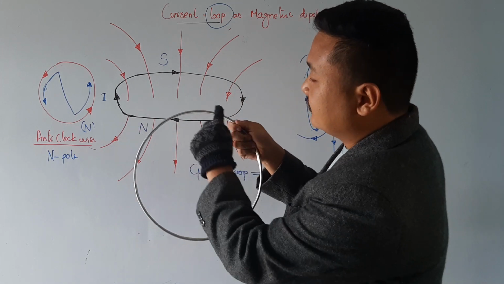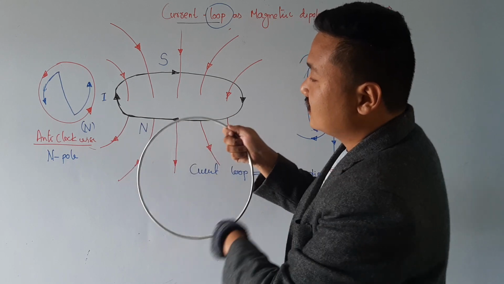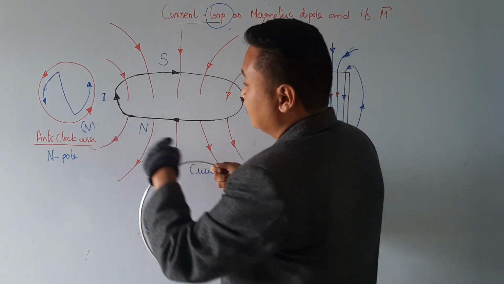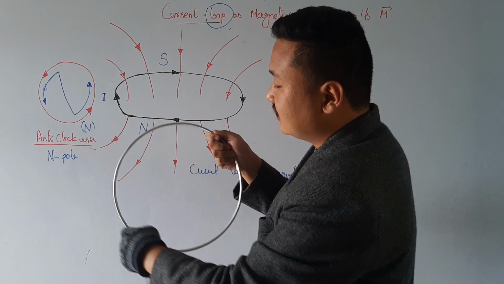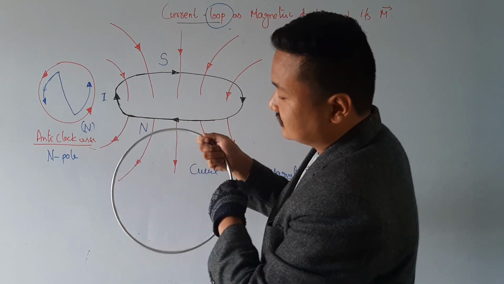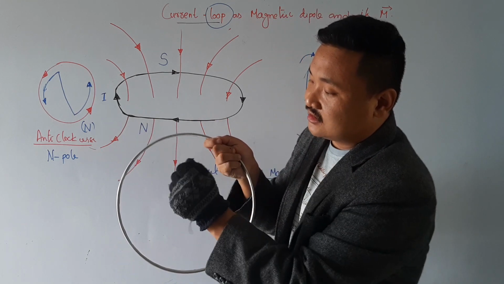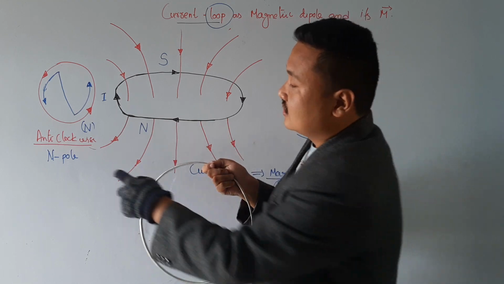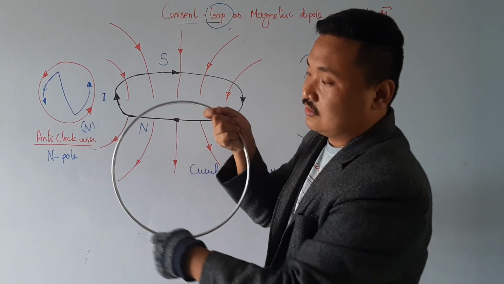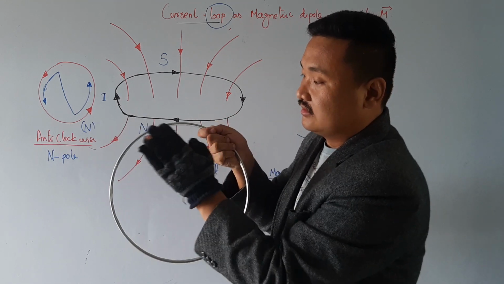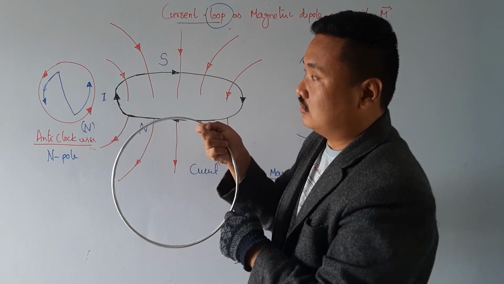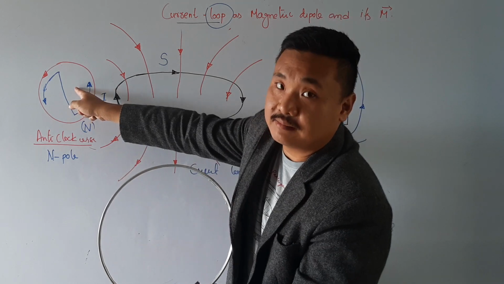Okay, if there is a coil like this, that is my coil loop, and the current is in this direction, that is the anti-clockwise direction, then you know that whenever there is an anti-clockwise direction, this part will be my north pole. So this part is my north pole because of this diagram.